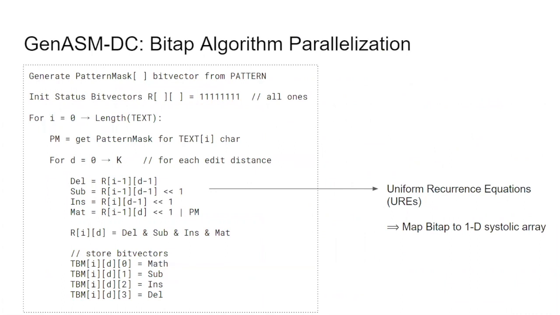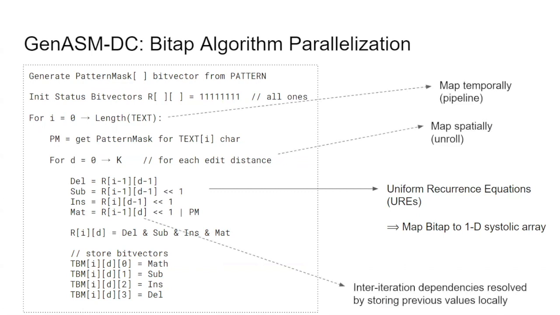So we were able to further parallelize the Bitap algorithm by recognizing that there were uniform recurrence equations indicated by the code here, which had constant distance dependencies. This then enabled us to implement a systolic array. We were able to do that by mapping the inner loop spatially through unrolling, and then mapping the outer loop temporally through pipelining. And then we were able to get rid of the inter-iteration dependencies by storing the previous values locally.